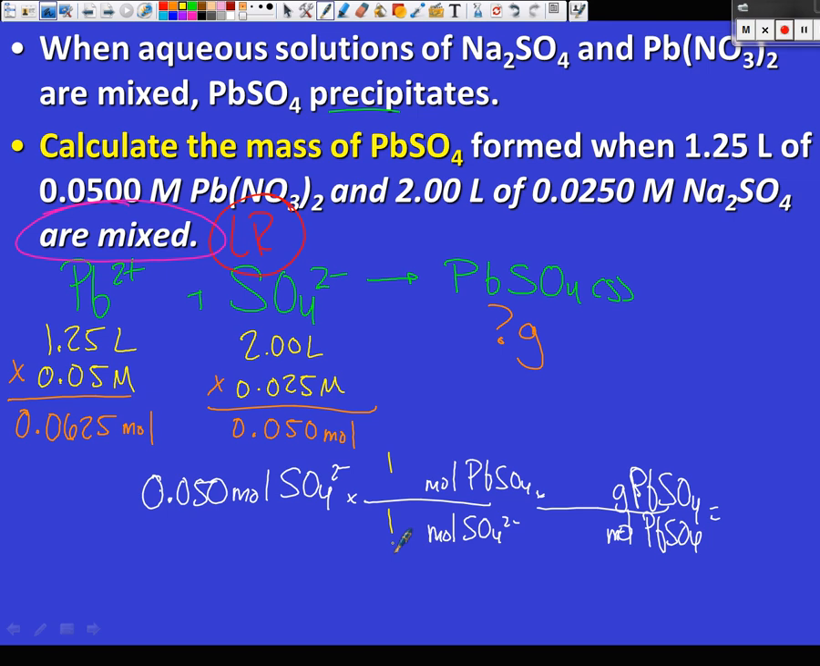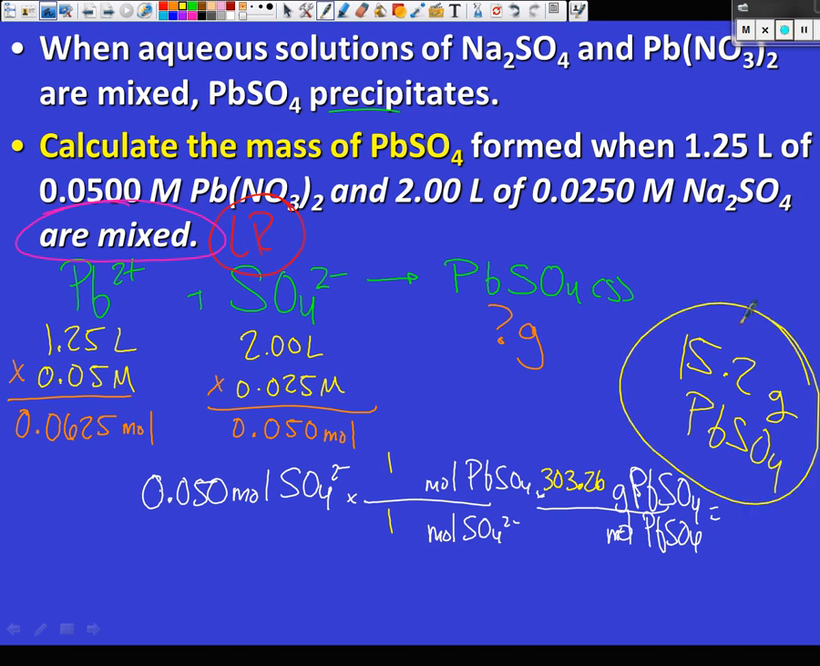Okay. Thank you. 303.26, and I knew that was going to be a larger mass, simply based on the fact that lead's 207 by itself. And then there's 4 oxygens. So, yeah. And then you just multiply those two numbers. Anybody got a number? So 15.2 grams of PbSO4.